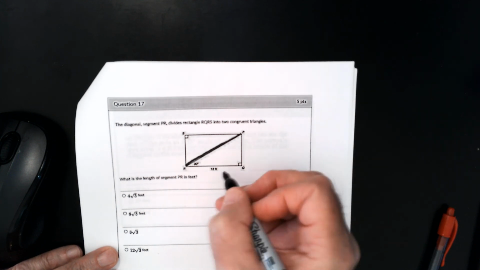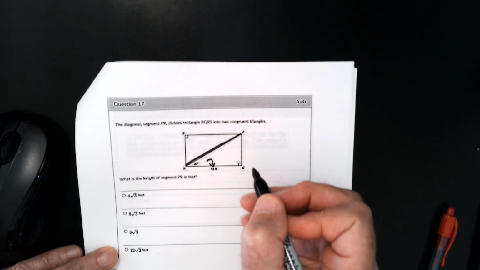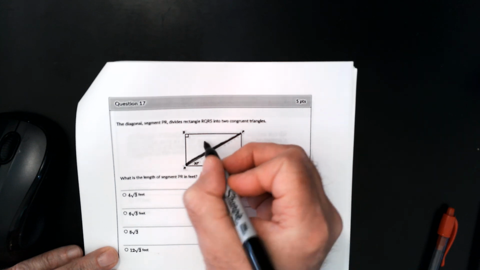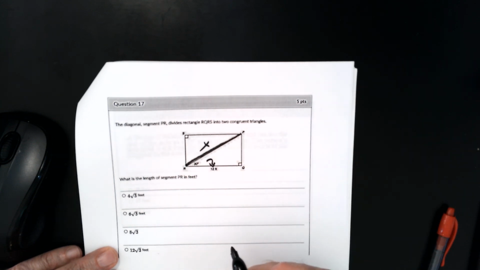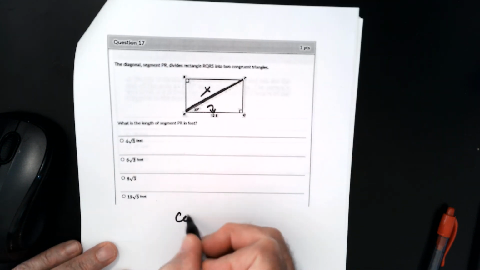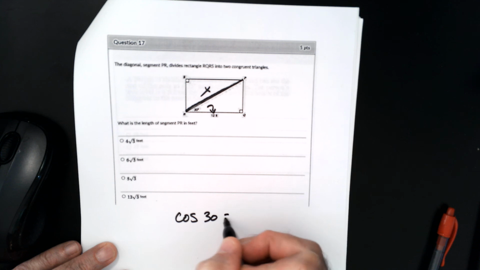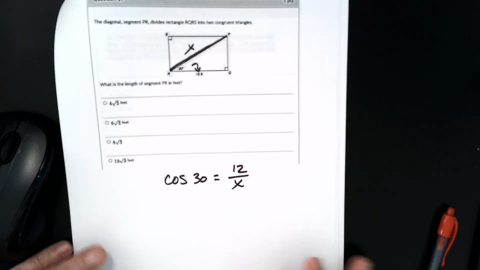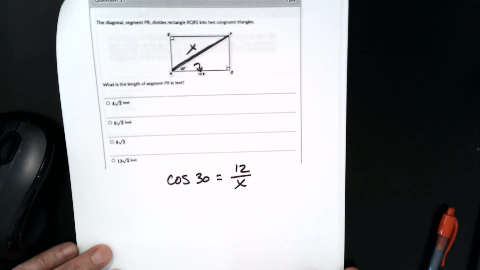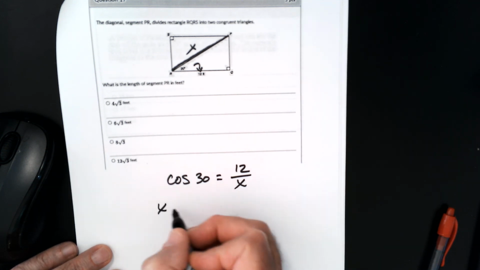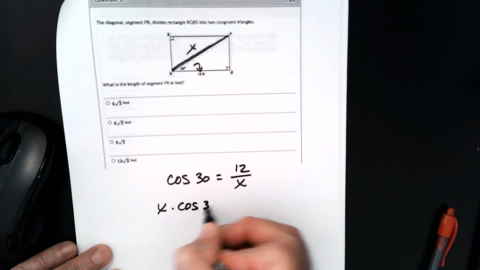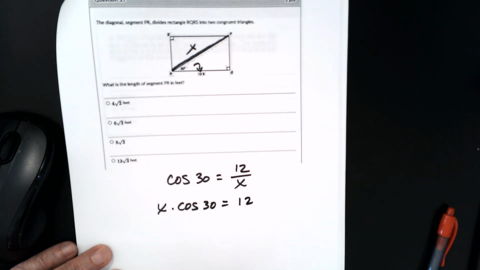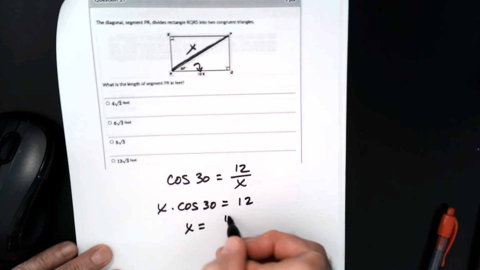So that's easy enough. This is an adjacent side. That's the hypotenuse, so we're dealing with cosine now. So we're going to say cosine of 30 degrees is equal to 12 over the hypotenuse. Now this is the type where it involves an extra step because we have to first multiply both sides by x to get it out of the denominator. Then we're going to divide both sides by the cosine of 30.